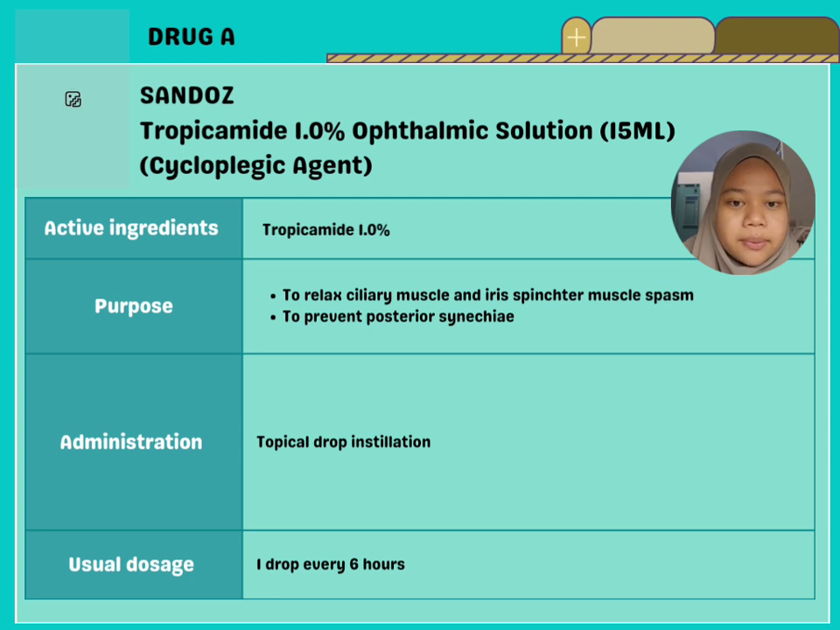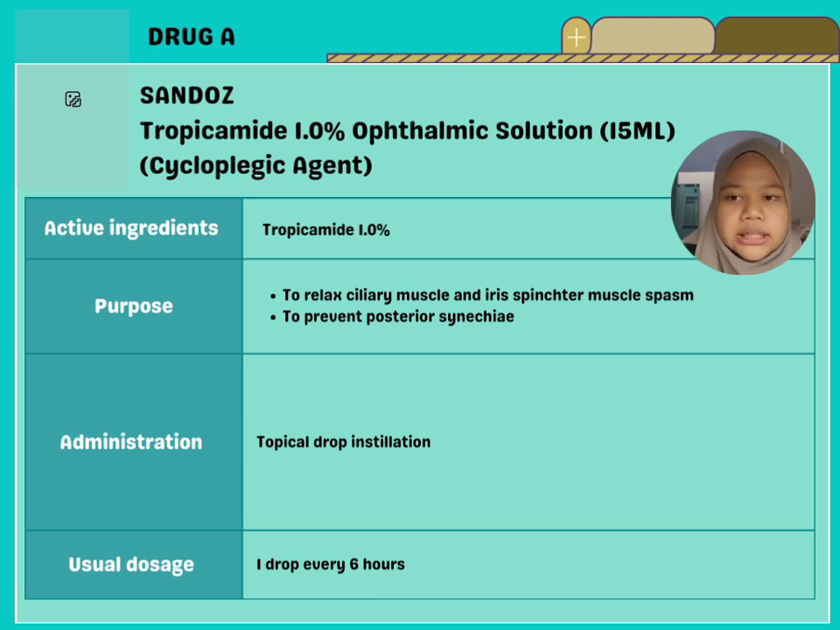Assalamualaikum warahmatullahi wabarakatuh. My name is Nur Fatini. The first drug that the patient brought into the clinic is tropicamide, which is manufactured by Sandoz. Tropicamide works as a cycloplegic agent. The purpose of tropicamide is to relax ciliary muscle and iris sphincter muscle spasm, and also to prevent any posterior synechiae which could induce angle closure glaucoma.